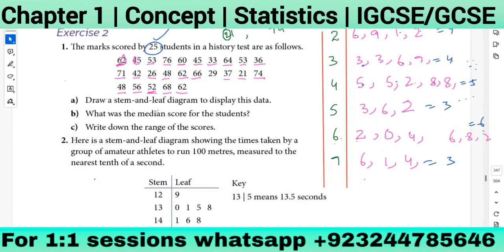Okay. So this is called stem and leaf diagram to display the data. The leaf can be so many, but the stem is only one. What was the median score for the students? Okay. How to find out the median? Now you're going to tell me how to find out the median. 26 divided by 2 term. So 13th term. Okay.